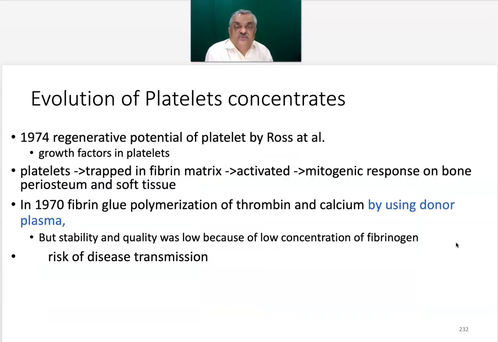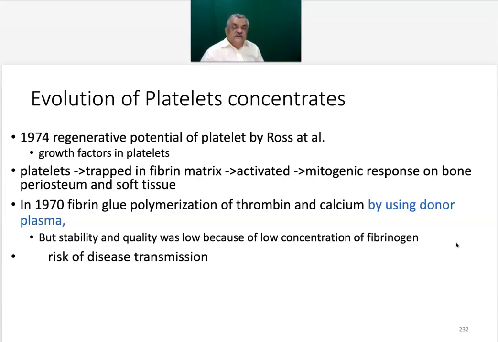Now, how this has evolved. In 1974, the regenerative potential of the platelets was highlighted by Ross et al. They talked that there are a lot of growth factors in the platelets which help us in healing and regeneration. What we do is, we get the platelets trapped in the fibrin matrix. When they are activated, a mitogenic response on bone, periosteum and soft tissue is seen.